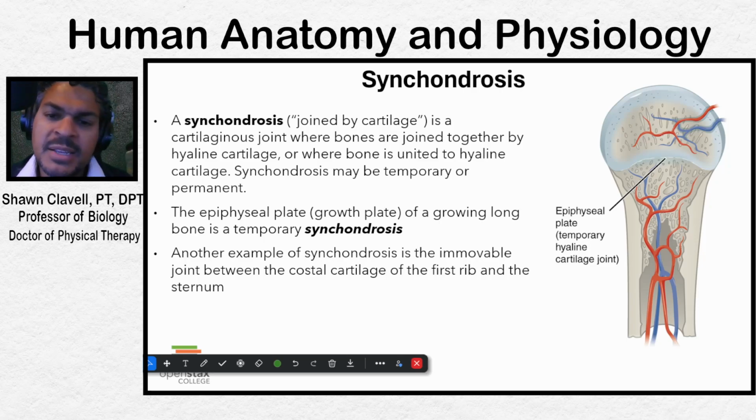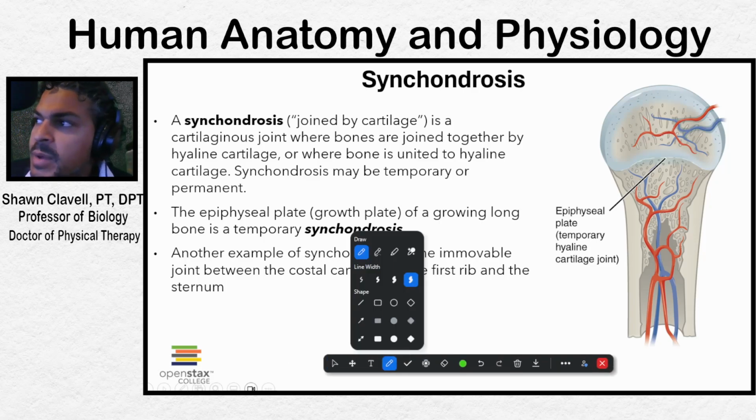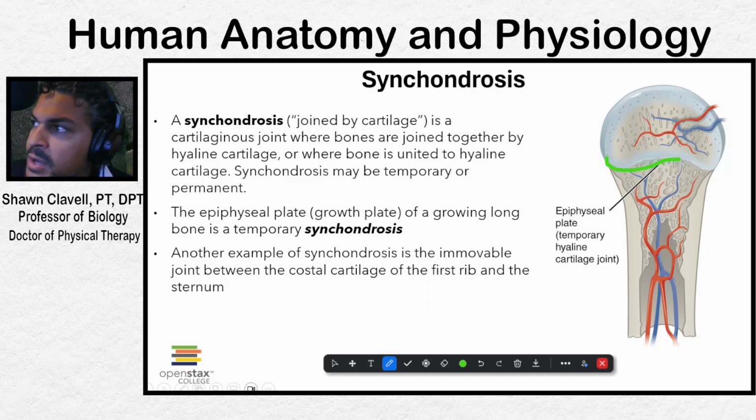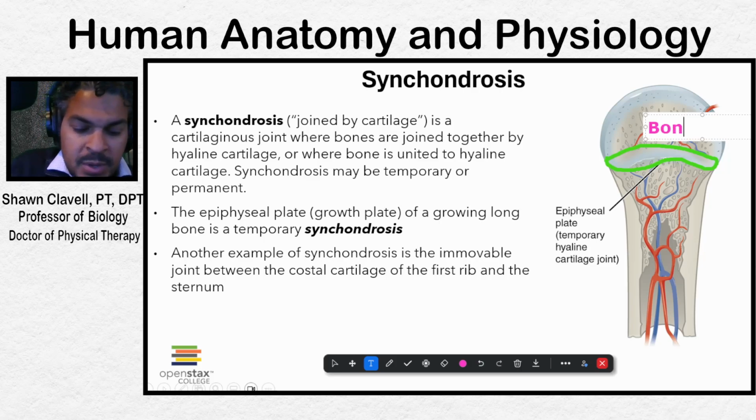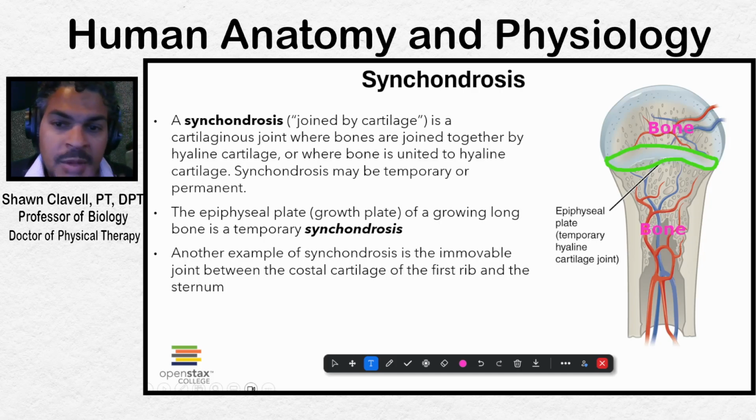I had a little bit of trouble defining this because the epiphyseal plate is an example of a synchondrosis, but it's only a temporary synchondrosis. Remember that the epiphyseal plate sits right here, and it is hyaline cartilage. So where you have the bone of the epiphyses, and then there's bone below, there is cartilage between them. That's a temporary synchondrosis, where you have a bone, cartilage, bone connection at the epiphyseal plate.